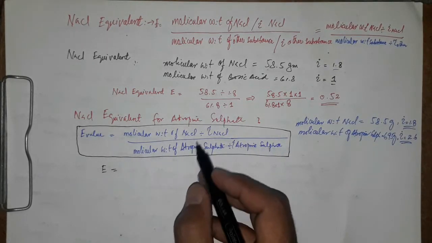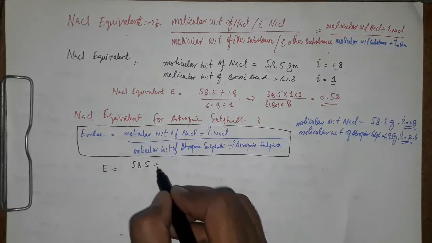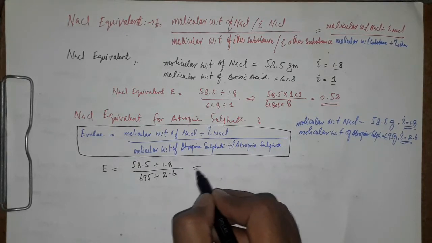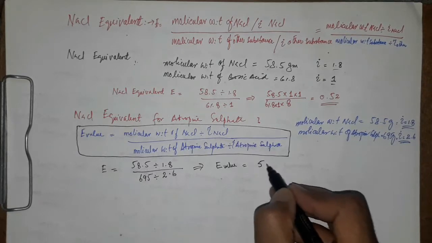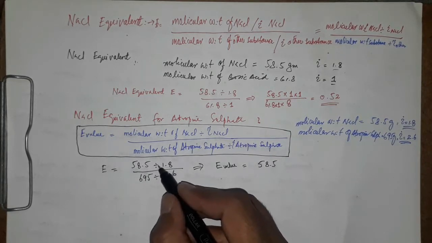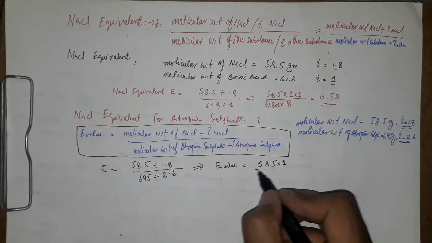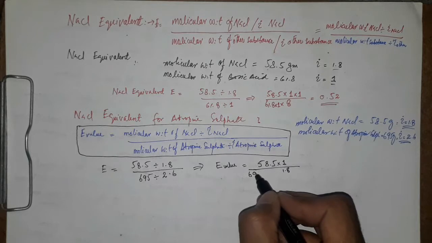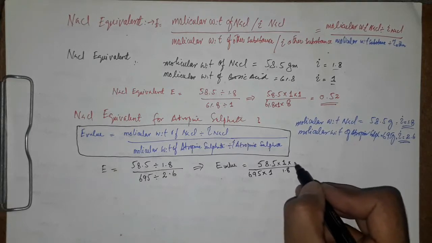Now in this example it will become much clearer. What is the molecular weight of sodium chloride? It is 58.5 grams. And what is its dissociation constant? Its dissociation constant is 1.8. What is the molecular weight of atropine sulfate? It is 695 gram, and its dissociation constant is 2.6. Now the E value will become equal to 58.5. According to the mathematics rule, if we convert this division into multiplication, we will write it as 1/1.8. So 1 will become here and 1/1.8 will be written like this. And in this case 695, if we convert this into multiplication, we will write it as 1 multiplied by 2.6.